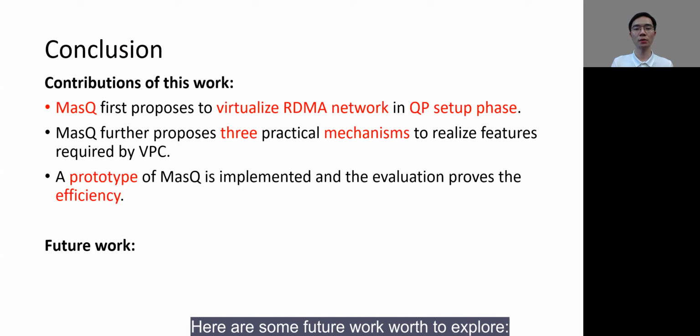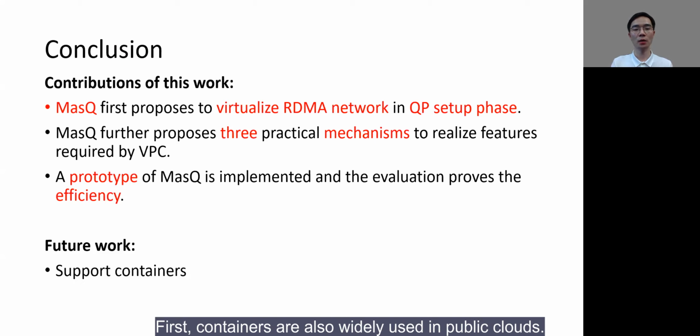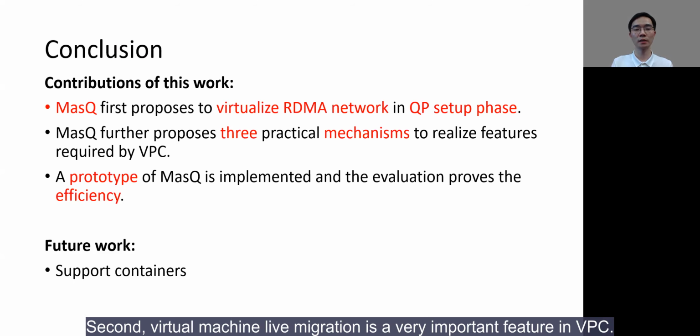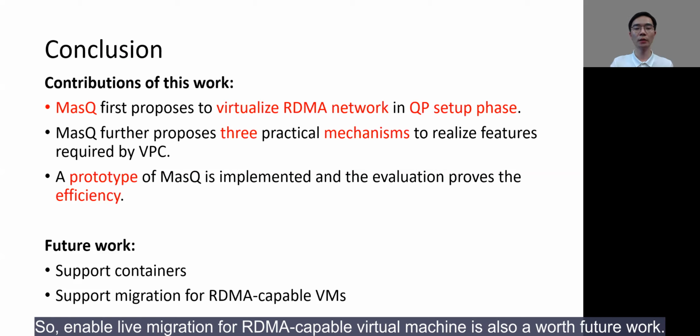Here are some future work worth exploring. First, containers are also widely used in public clouds, so we can use MasQ's method to bring RDMA into containers. Second, virtual machine live migration is a very important feature in VPC. So enabling live migration for RDMA-capable virtual machines is also worthwhile future work.